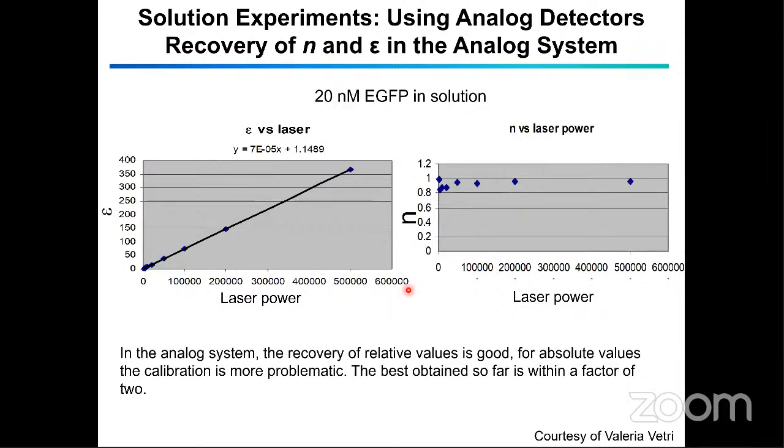So if you do all these corrections, the recovery of relative values is very good in the analog system. For absolute values, you have to be a little bit more careful. So maybe do a calibration measurement where you know the concentration of your solution to get an idea. But anyway, often in cells you're interested more in relative changes. So did it double, did it triple, did it quadruple? And for this, it typically works very well.